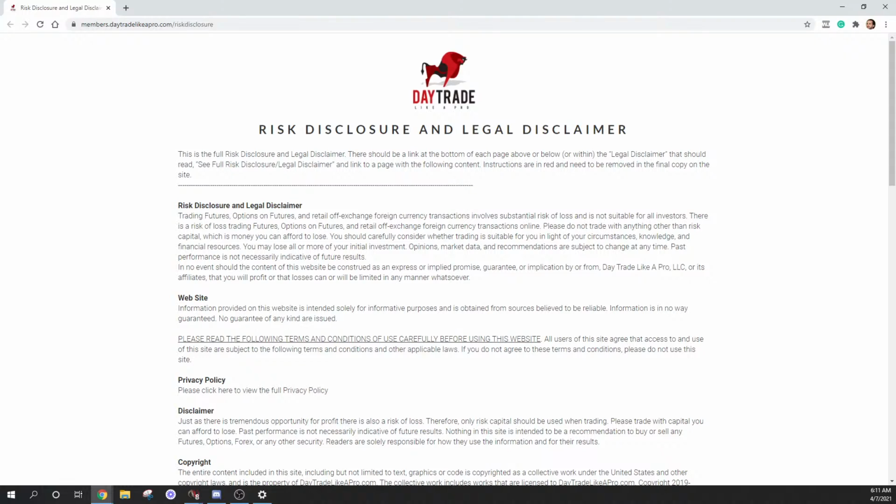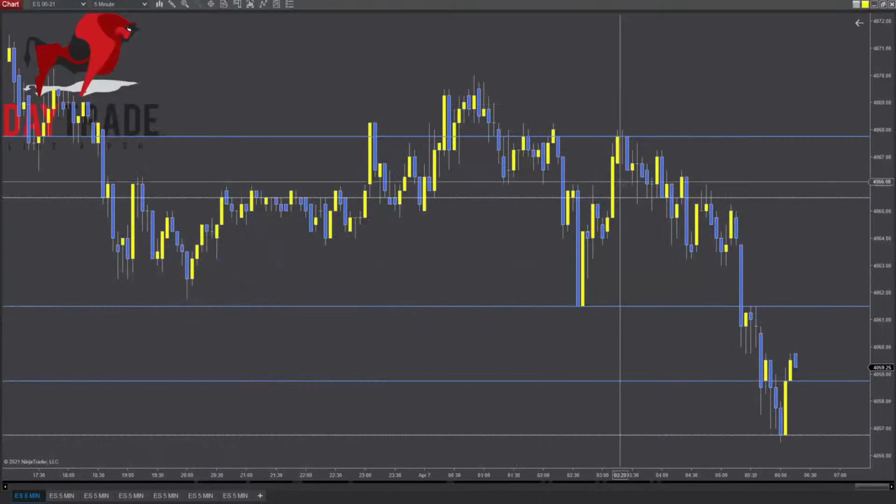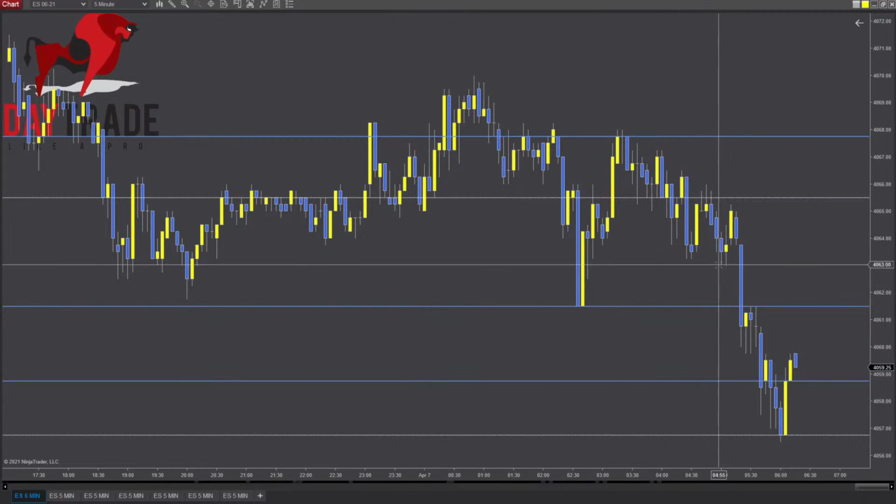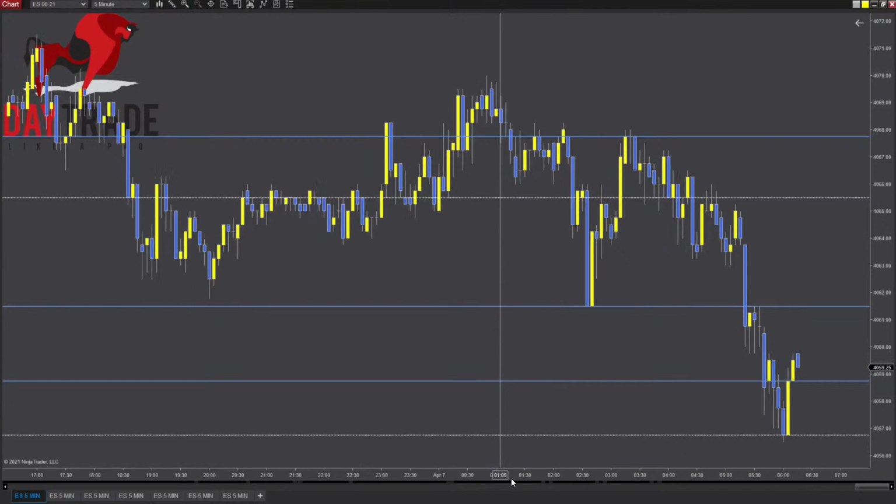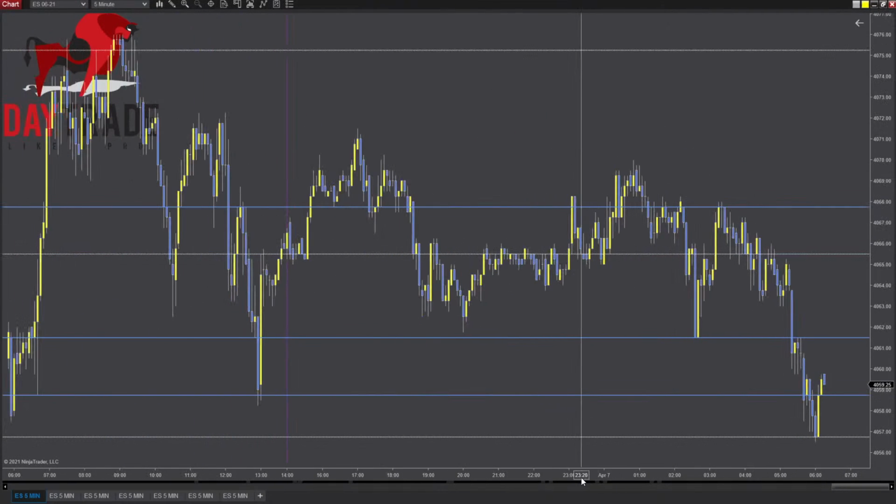Okay, good morning. It's April 7th. Here's the S&P 500. So as we've got about 20 minutes here before the open, a couple of important things have unfolded here in the overnight session.